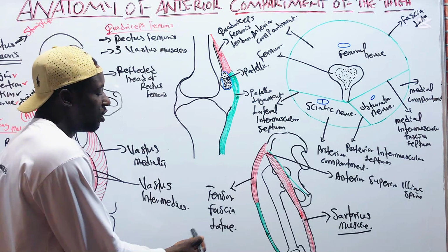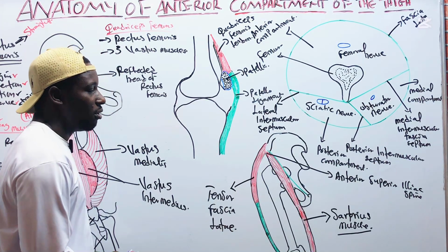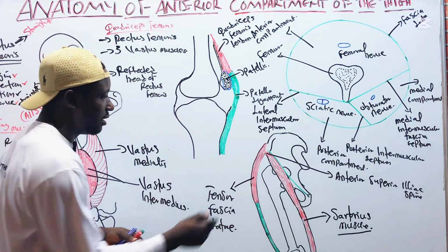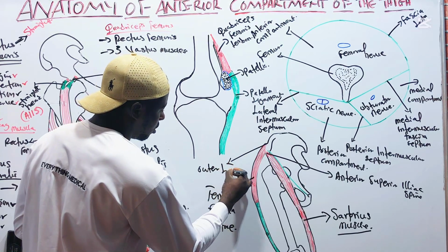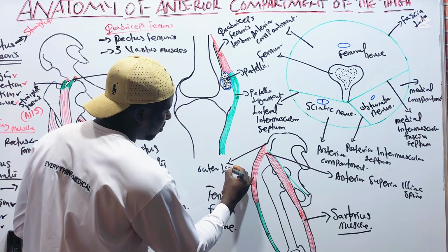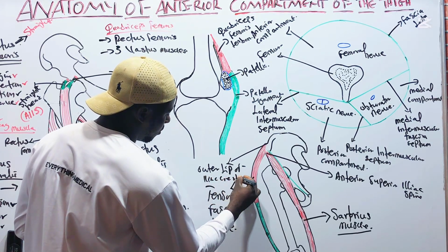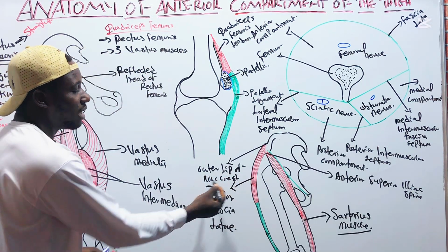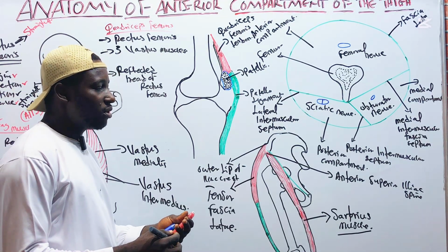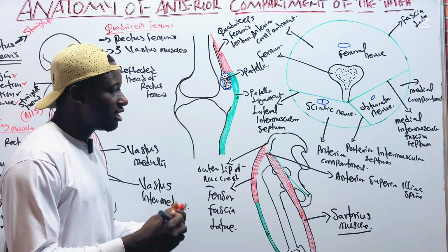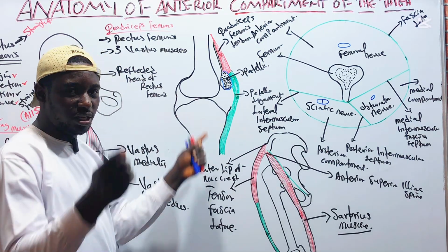Now, what is the origin of the tensor fascial latae? It originates from the outer lip of the iliac crest, expanding between the anterior superior iliac spine and the tubercle of the iliac crest. That is in between it.